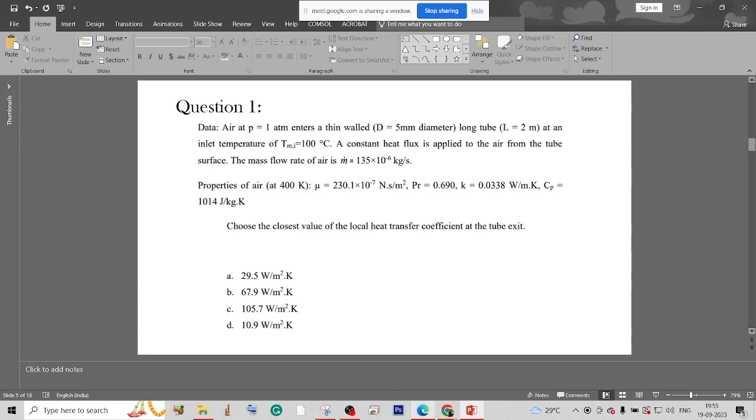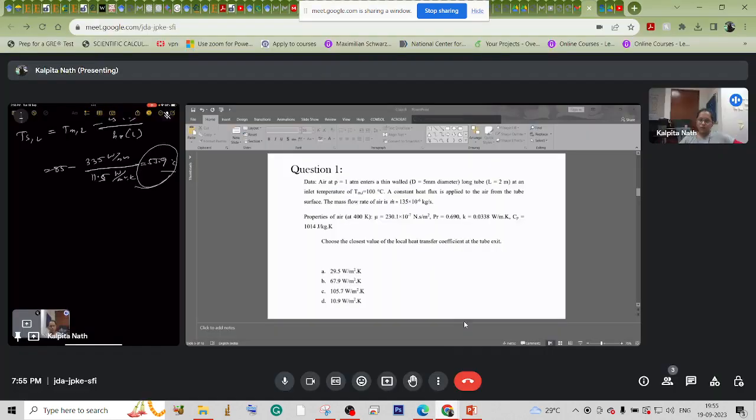So this is question 1 of today's session. I hope it's visible. So what's given? Data are given, and it is said that at 1 atmosphere pressure, a thin walled long tube of length 2 meter is there, and the inlet temperature of the fluid is 100 degrees Celsius. A constant heat flux is applied to the air.